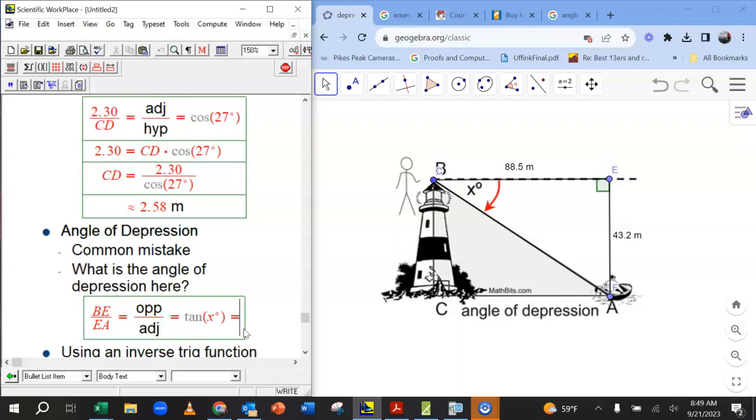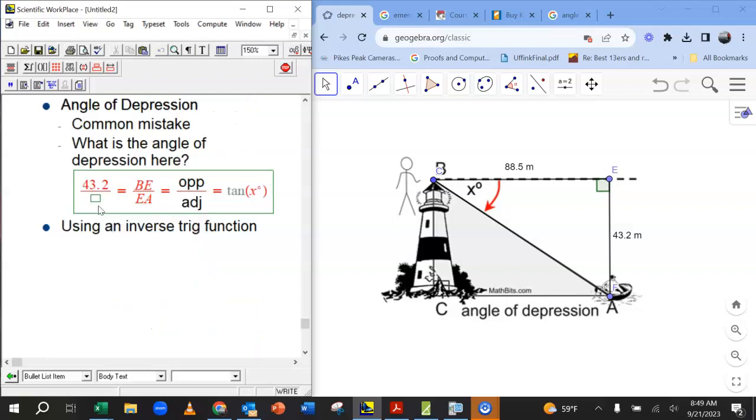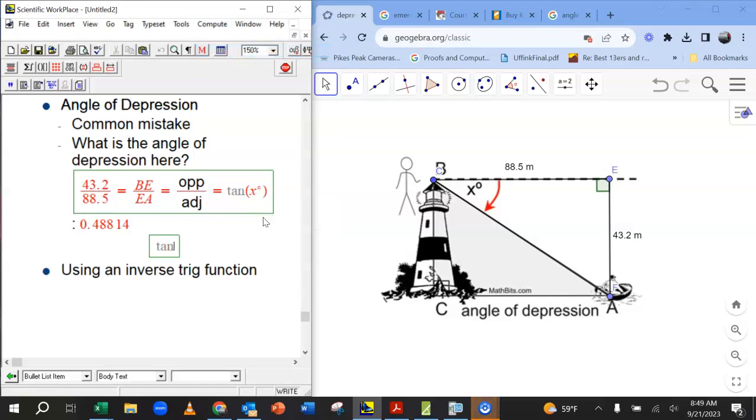Now, this is known, right? This is 43.2 over 88.5. So we're going to actually calculate that out. Any fraction that we actually have numbers in, we're not going to do manipulations on algebra with. We're actually just going to compute it. And so let me just simplify it. Tangent of a mystery angle is 0.4814.